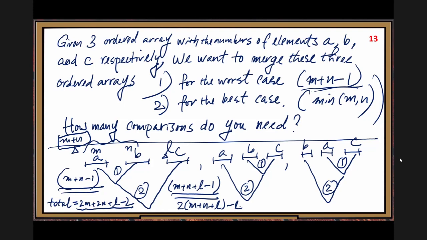For the best case, we may not have this property. For the best case, the formula would be different. That's the background. You need to consider situations like this.